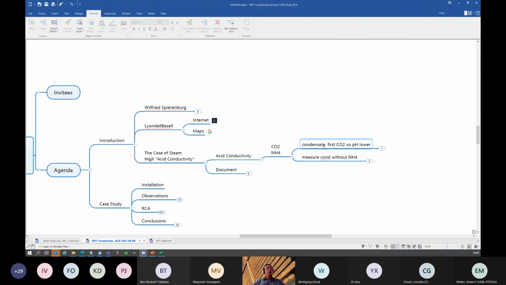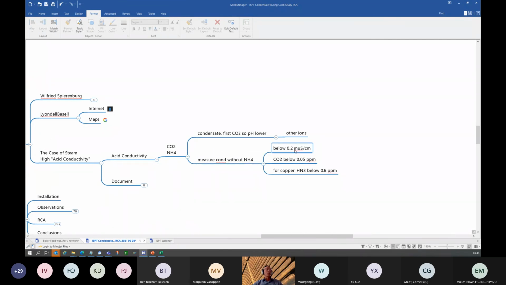If you look at a condensate, which might contain carbon dioxide and ammonia to get the pH corrected, and carbon dioxide as a fouling agent, then in condensate, at the first location where you have condensate, the carbon dioxide will dissolve in water, reduce the pH, and then it will create corrosion. Other ions will also give problems like that. But if you've got ammonia in there, your conductivity is mainly ammonia. So you want to have your conductivity below 0.2 microsiemens, and if you have copper in your system, you want the ammonia to be below 0.6 ppm.